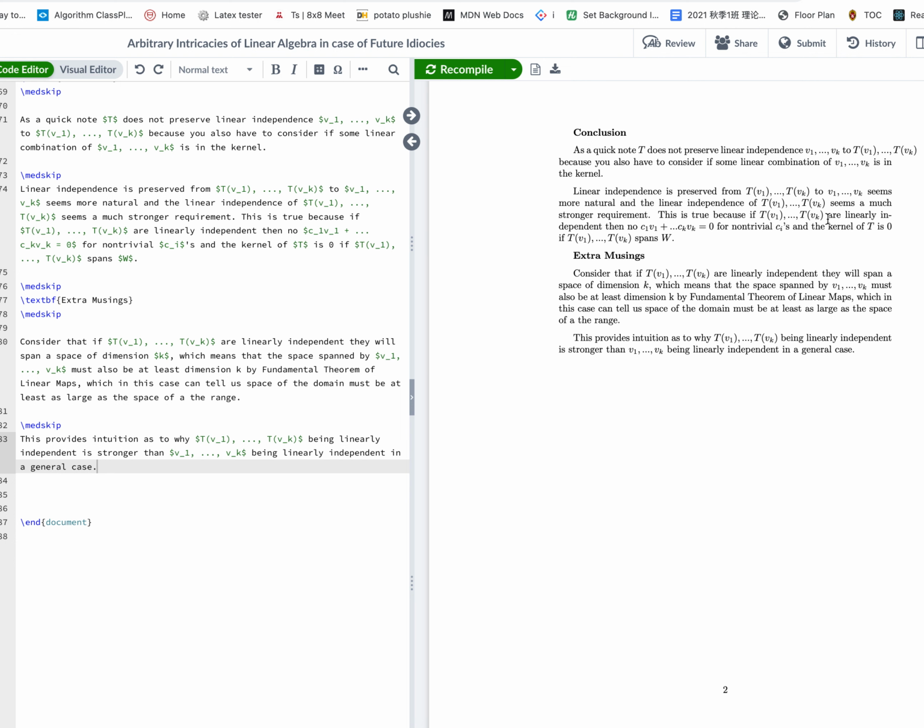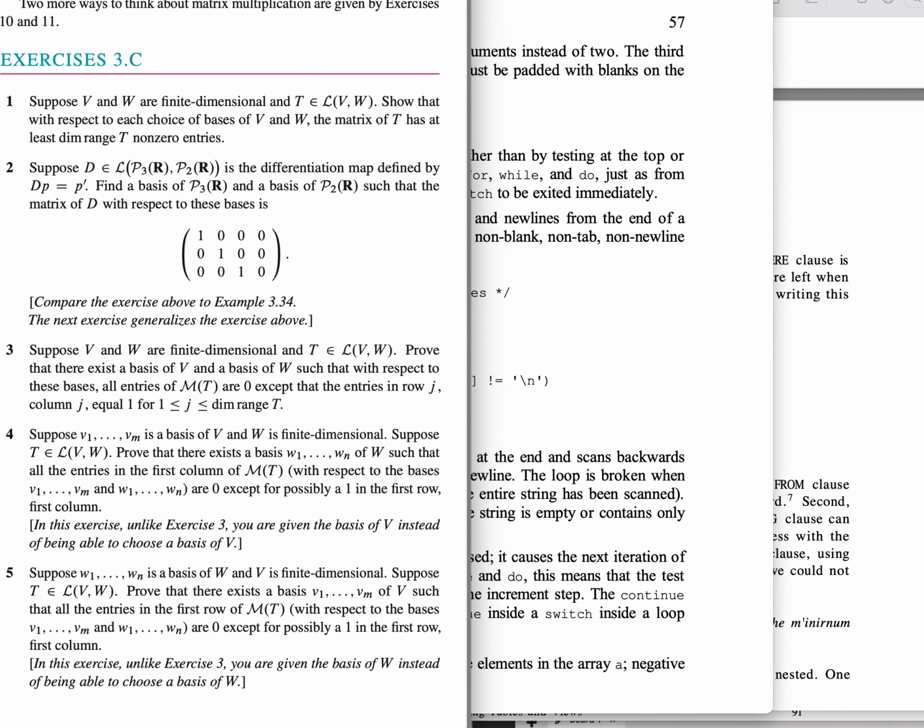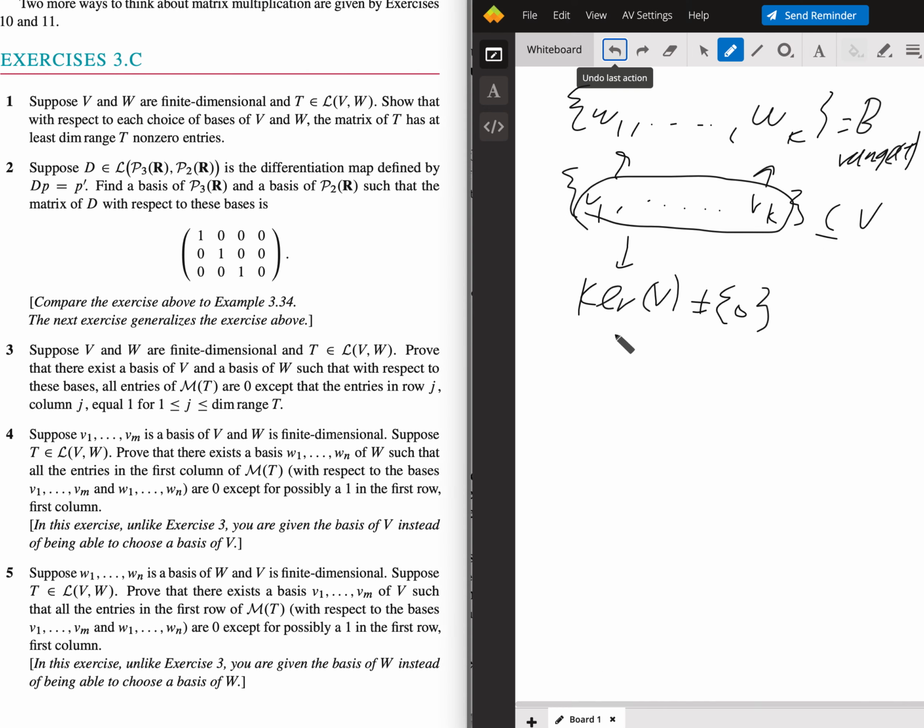The reasoning I gave here is because if TV1 through TVK are linearly independent and span a space of dimension k, then so must V1 through VK, because V1 through VK actually mapped to TV1 through TVK. You have something like the fundamental theorem of linear maps, which says that your input space can't be smaller than your output space, otherwise you're not going to stretch and reach all those dimensions. So I think that's a very quick and efficient way to see that.